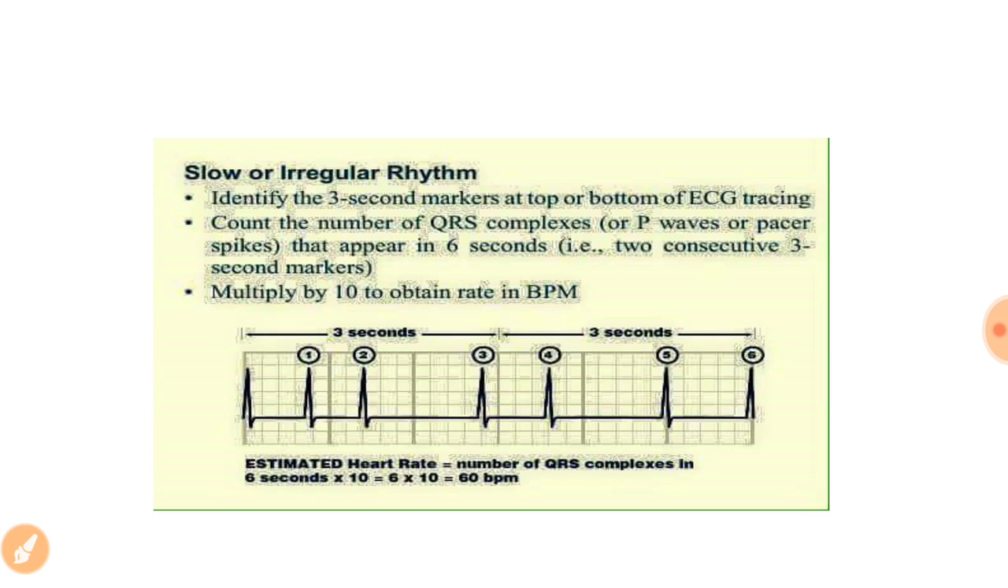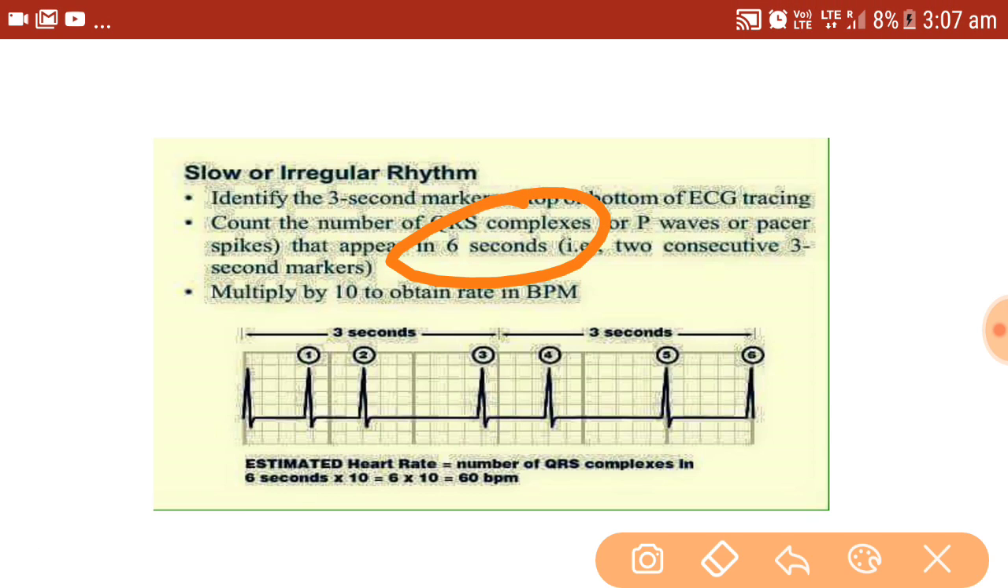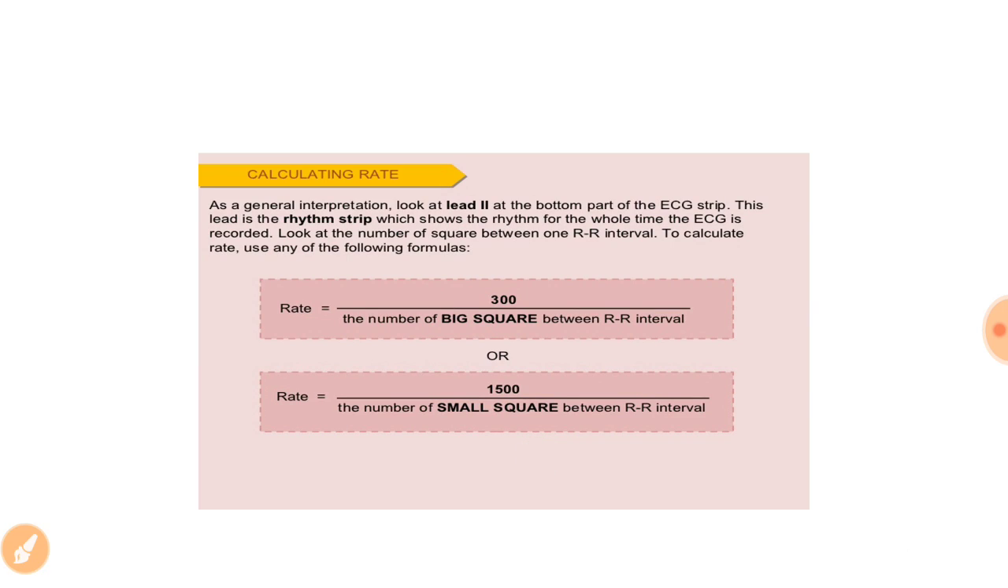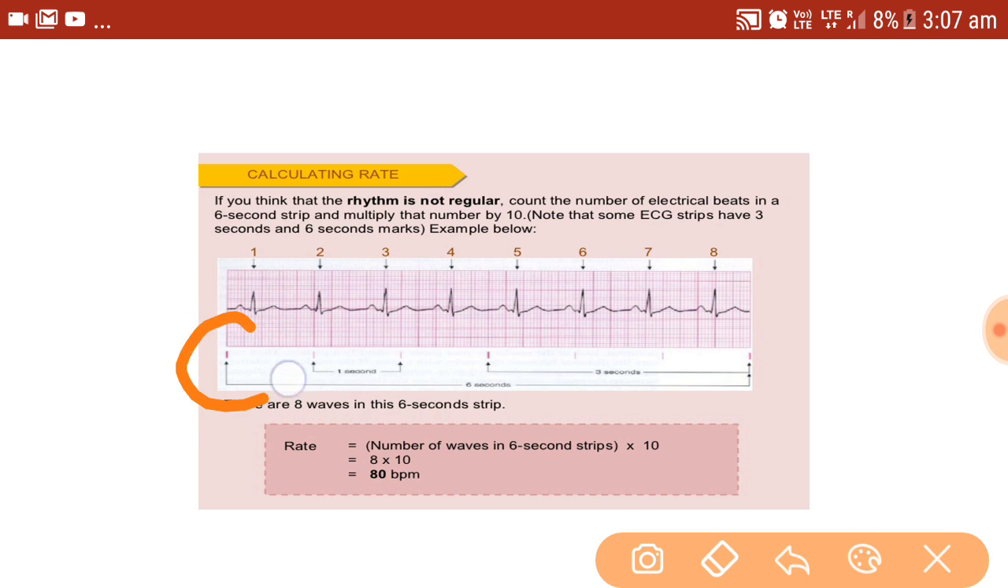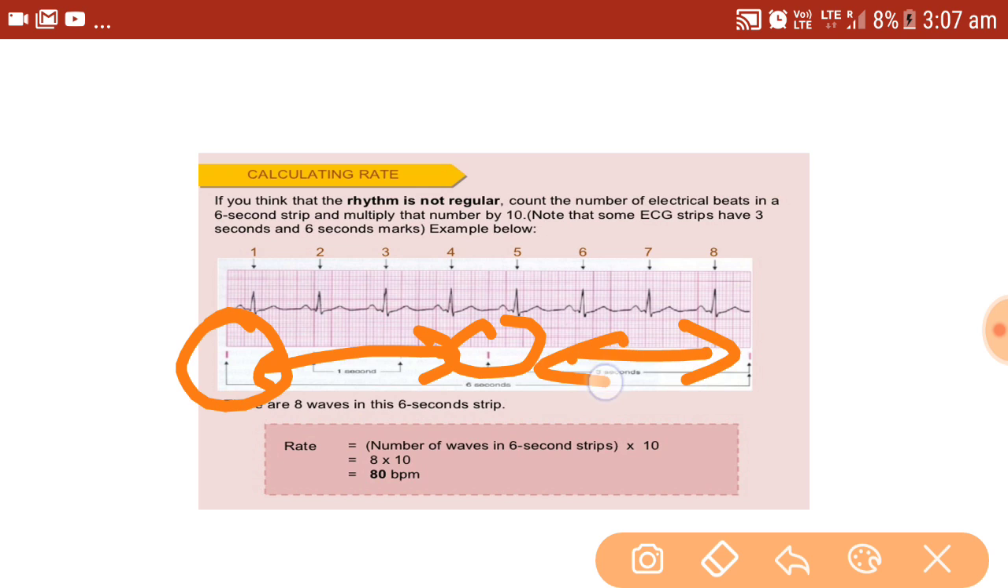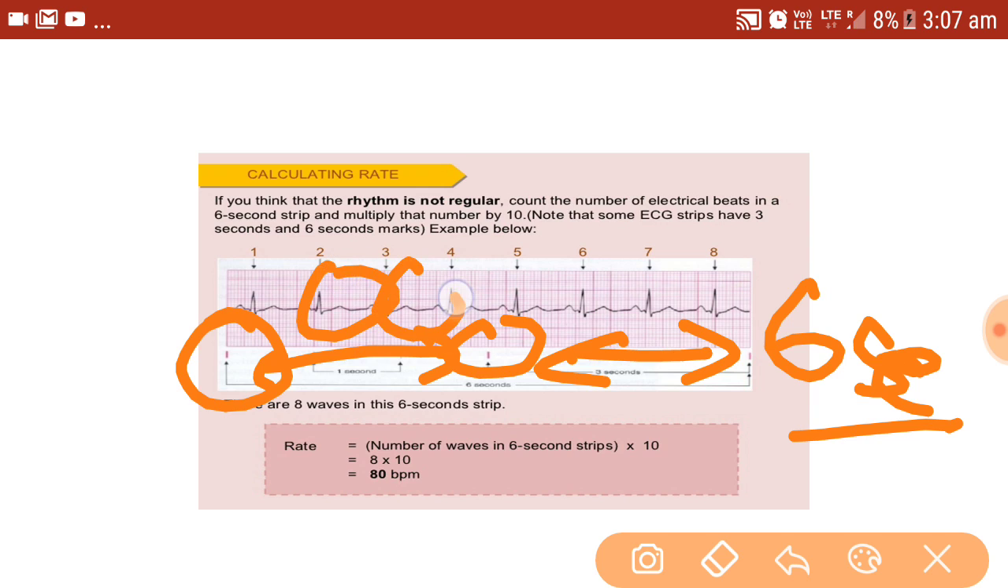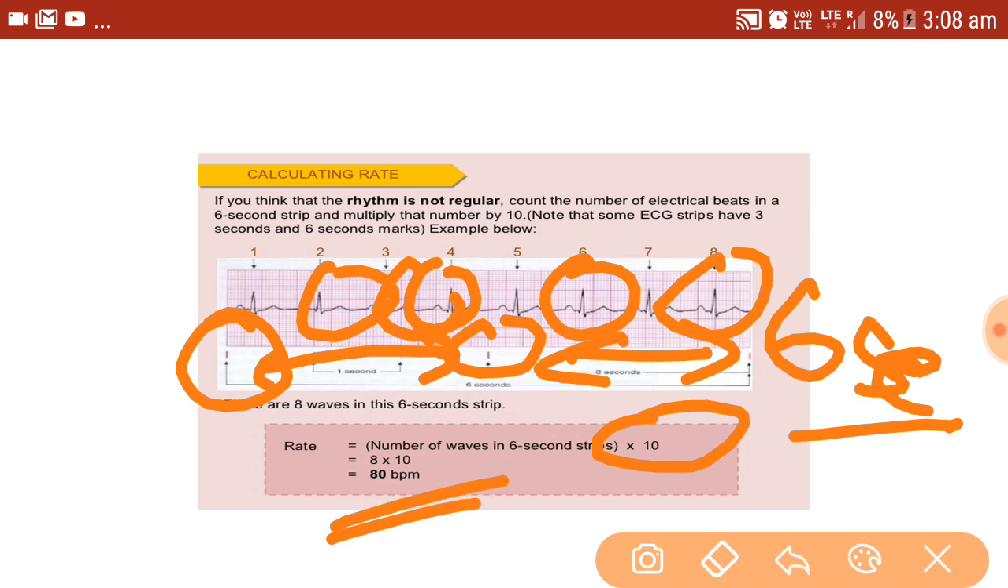If it is irregular, you need to count the boxes in 6 seconds. By 6 seconds, what do I mean? You can calculate 6 seconds by two means. One is, in a standard ECG strip there is a marking for every 3 seconds. Two 3-second intervals combined make 6 seconds, and if you count the number of QRS complexes in these 6 seconds and multiply by 10, it will give you the heart rate. They are not going to give you the regular one; if they give, they will give you the irregular one only.